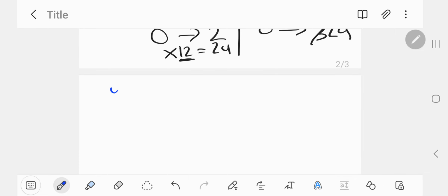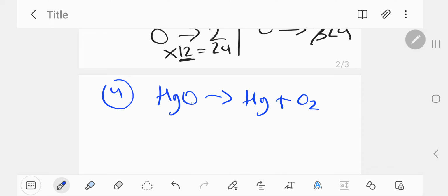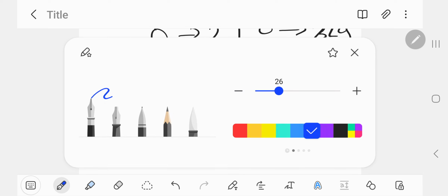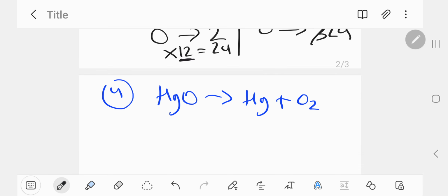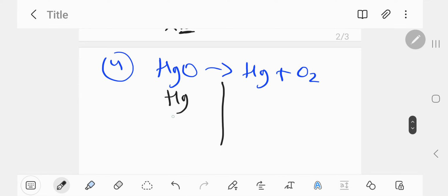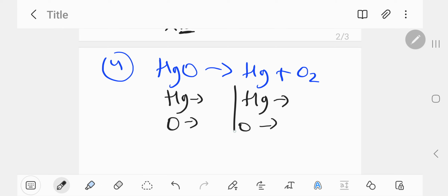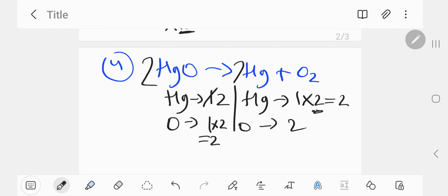Let's do the next. This is a decomposition reaction of mercury oxide. Mercury is Hg and breaks down into mercury and oxygen. Let's make a list of the elements. And let's count. There's 1 mercury, 1 oxygen, 1 mercury, 2 oxygen. Let's fix the oxygen on the left by timesing by 2 to get 2. The 2 goes out the front. Now there's 2 mercury on the left. We have to make 2 on the right by multiplying by 2 to get a 2, and that 2 goes out the front.